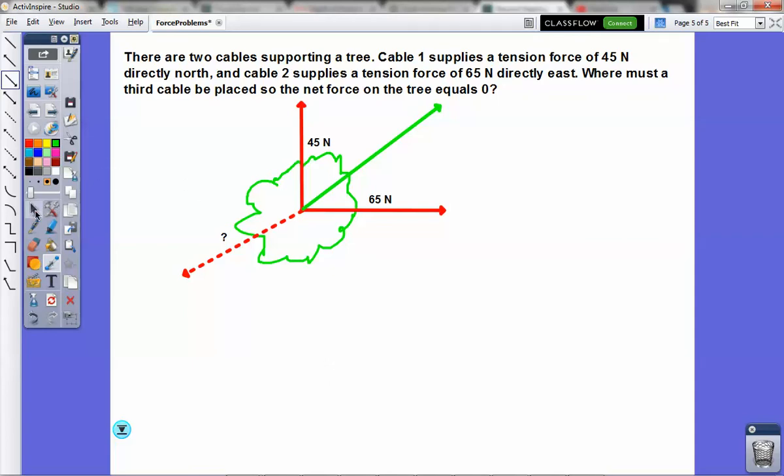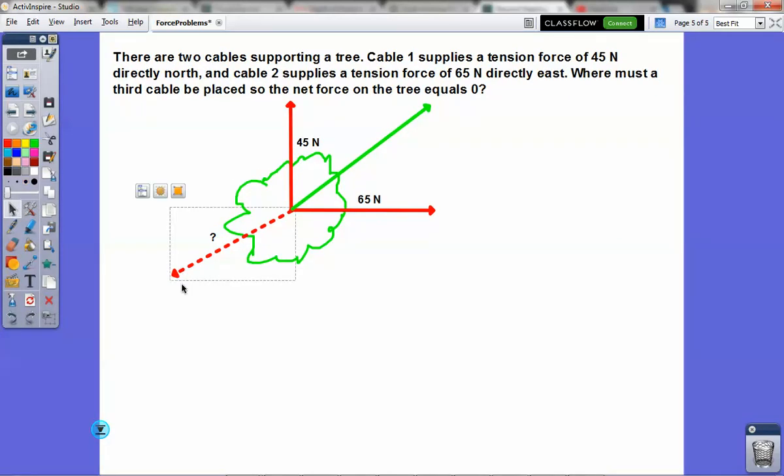So if that's the case, that means that we have to place a third cable, and this third cable would have to be opposite this cable, this resultant, excuse me. All right? So let's figure that out. Well, this is 45 newtons here, this is 65 newtons here.